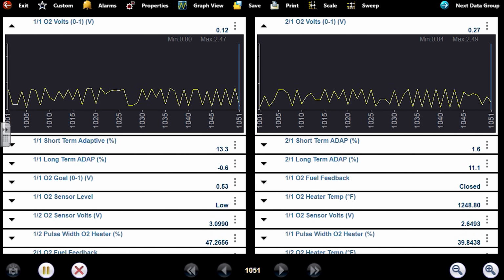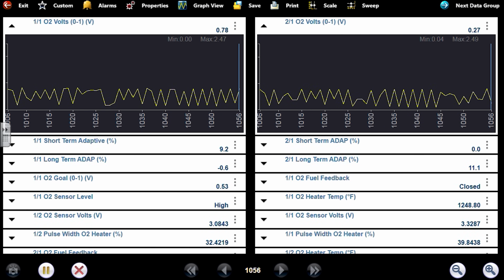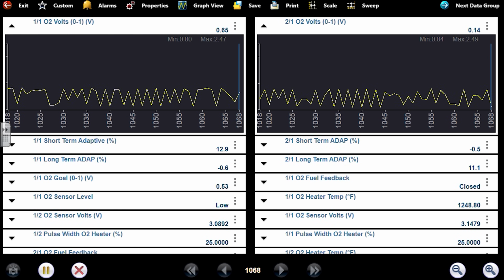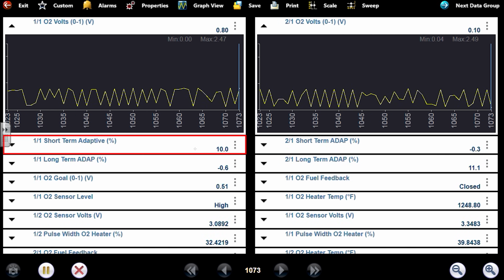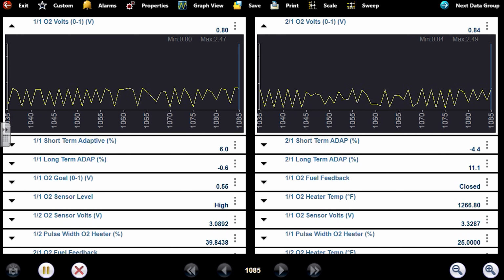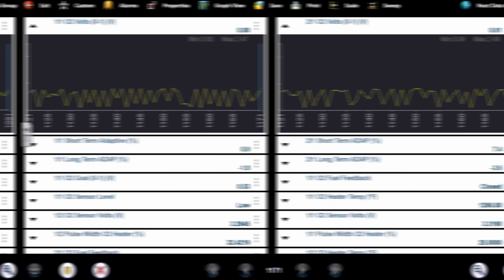So I'm just holding my RPM up higher now, just to kind of get things heated up quicker. That's weird. At this higher RPM, my short term over here on bank 1 is showing positive. I'm pretty sure what we're going to end up seeing here is this oxygen sensor fail.